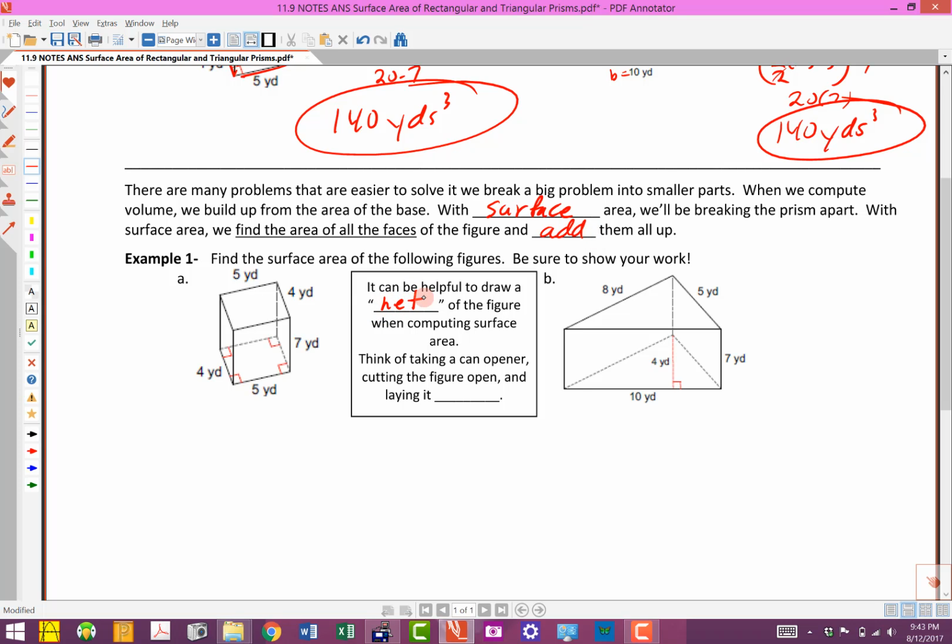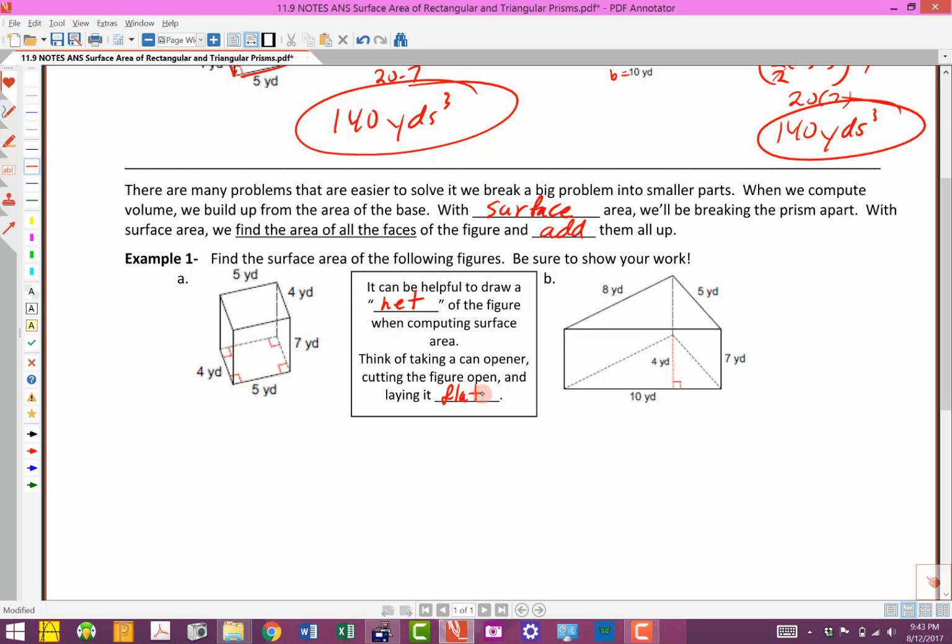Now, you may be familiar with what a net is. A lot of times they'll show you a net of a figure, and then you've got to kind of construct it. We're going to be doing the opposite. And doing the opposite means this. What we're going to think of is it's kind of like taking a can opener and cutting the figure open and laying it perfectly flat. Because remember, when we're talking about area, we're talking about flat surface.